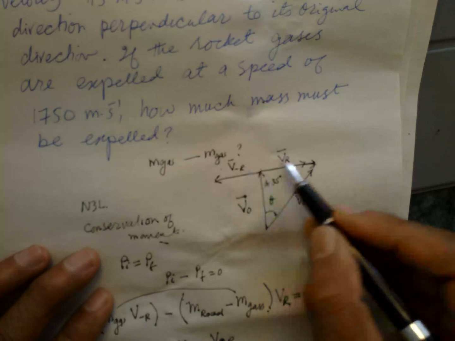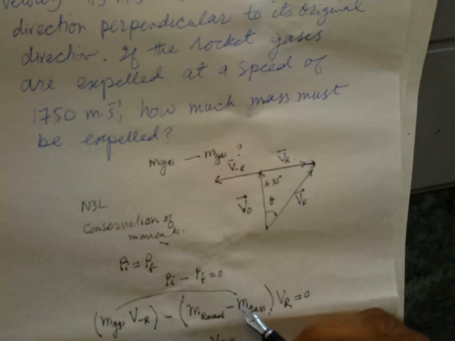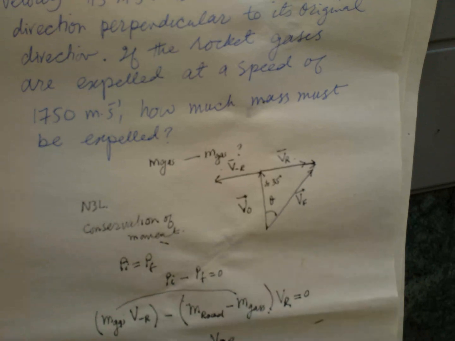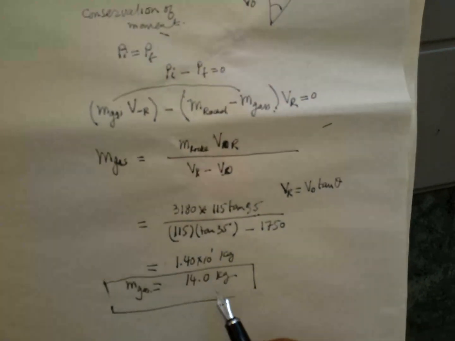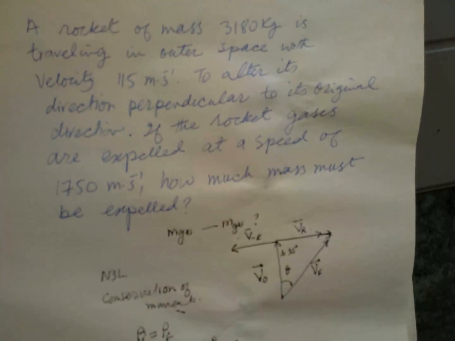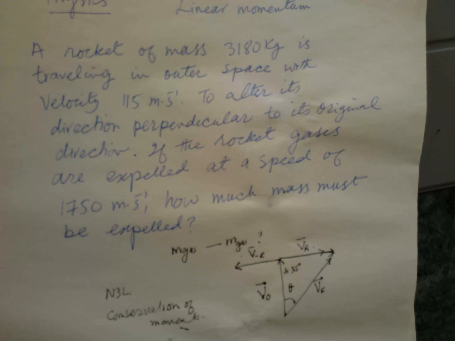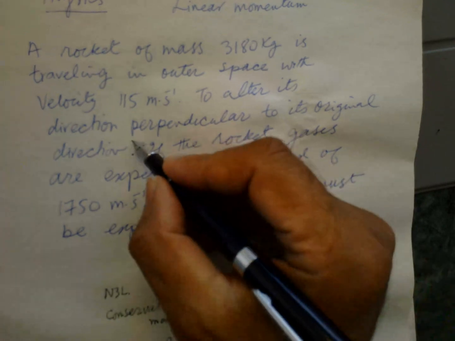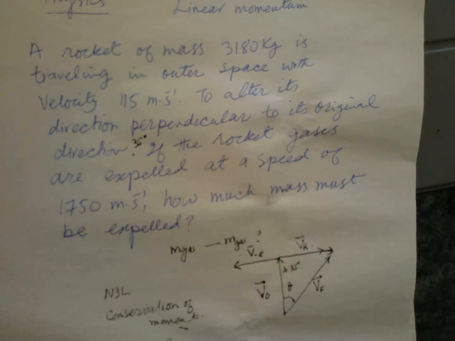So P initial minus P final is equal to 0. From this one we can use this expression and then we can find the value which is equal to 14 kg. So this is the question: a rocket of mass is traveling in outer space with velocity this one, to alter its direction to 35 degrees from the original direction. So this is the answer.